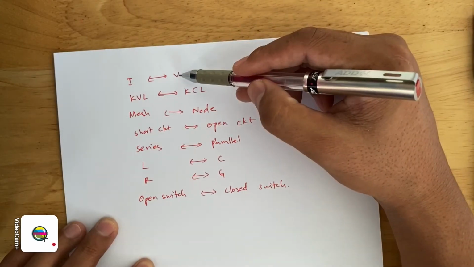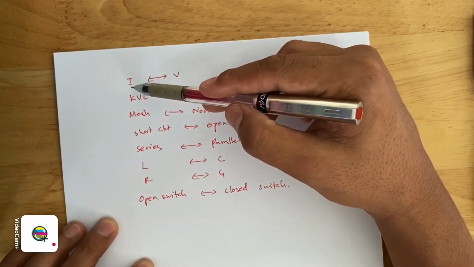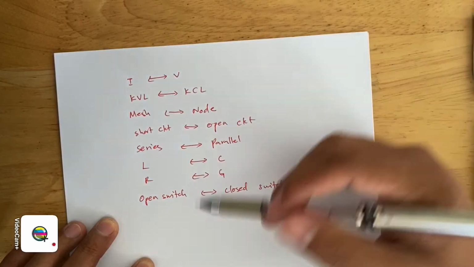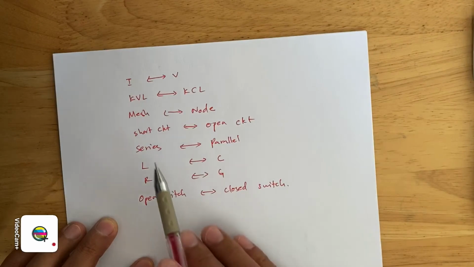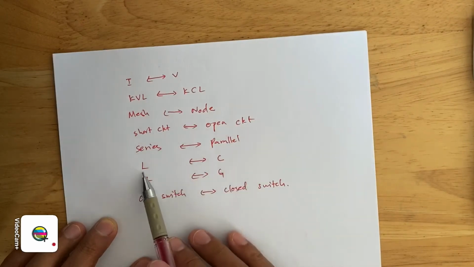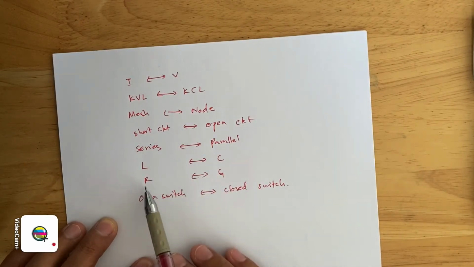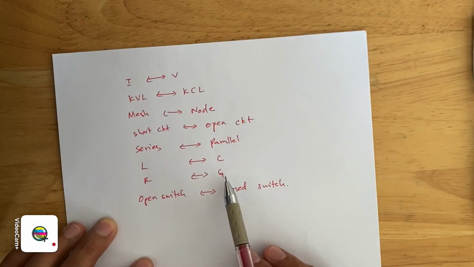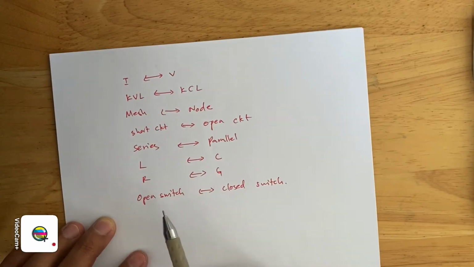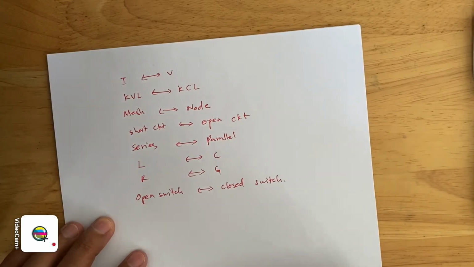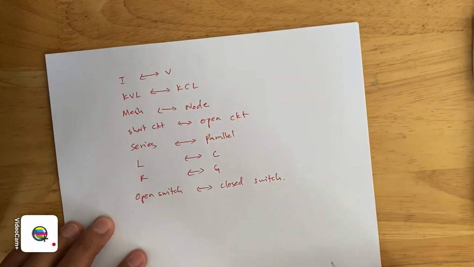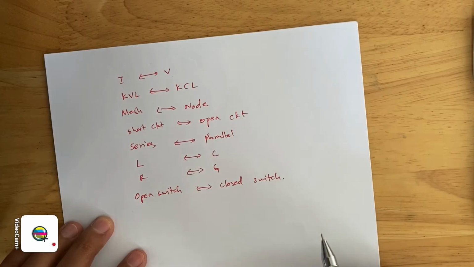So if it is a voltage source, we can replace it with a current source. If it is a current source, we can replace it with a voltage source, because we have seen that there is duality in the network. Then series circuit with parallel circuit, inductor with capacitor, capacitor with inductor, R with conductance G, or G with resistor R. We can also replace an open switch with a closed switch, or a closed switch with an open switch. These are some of the representations of the quantities in the original network and the dual network.